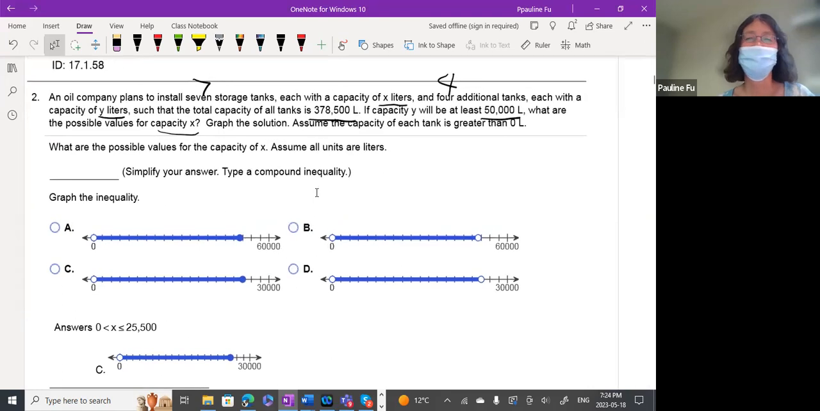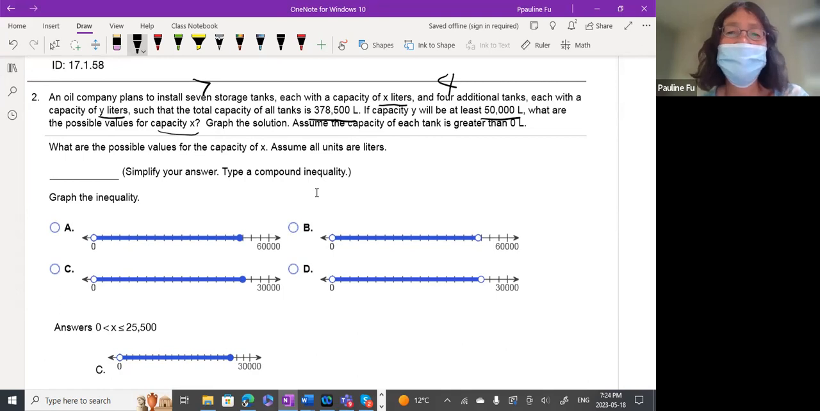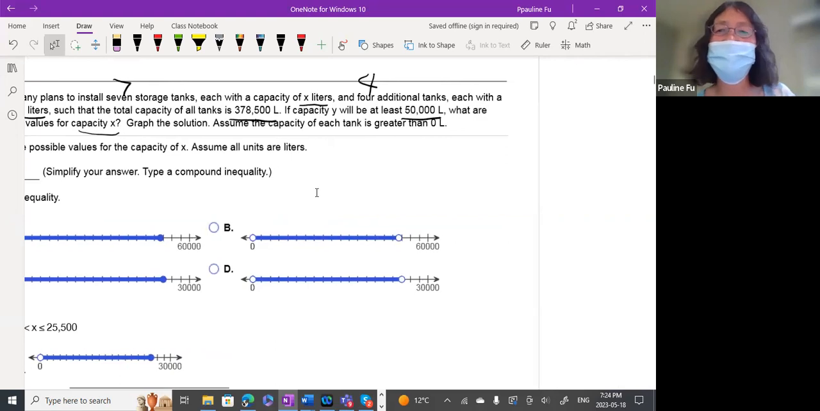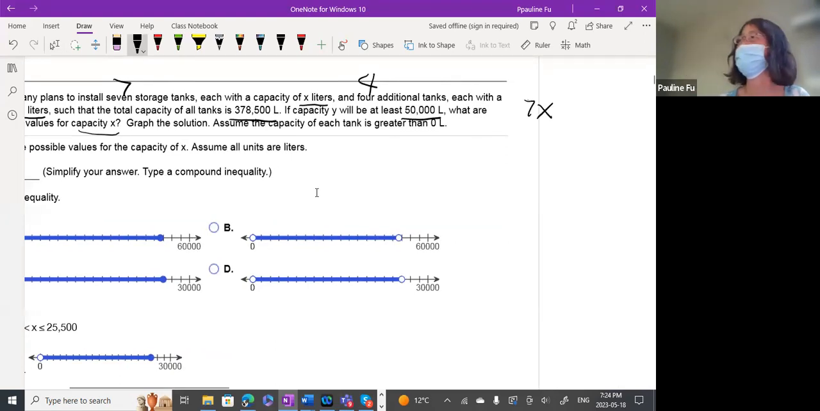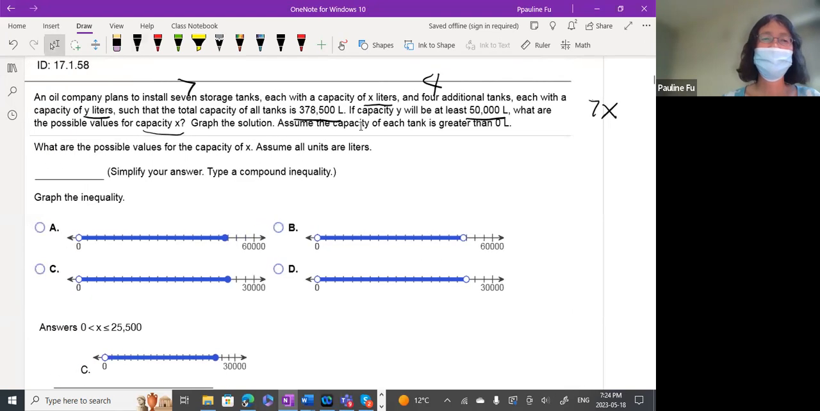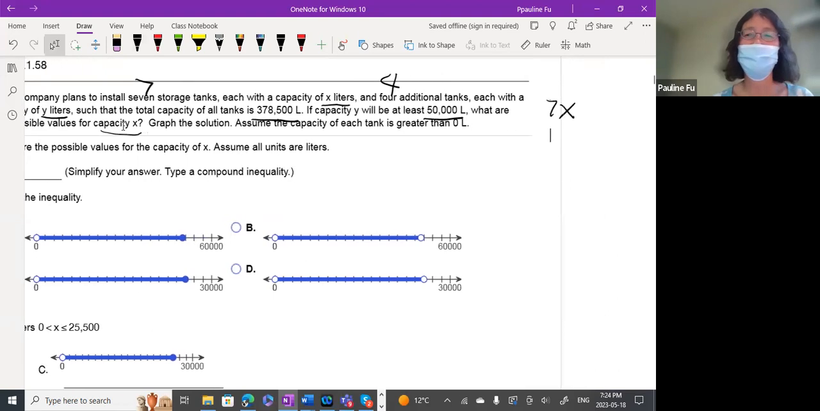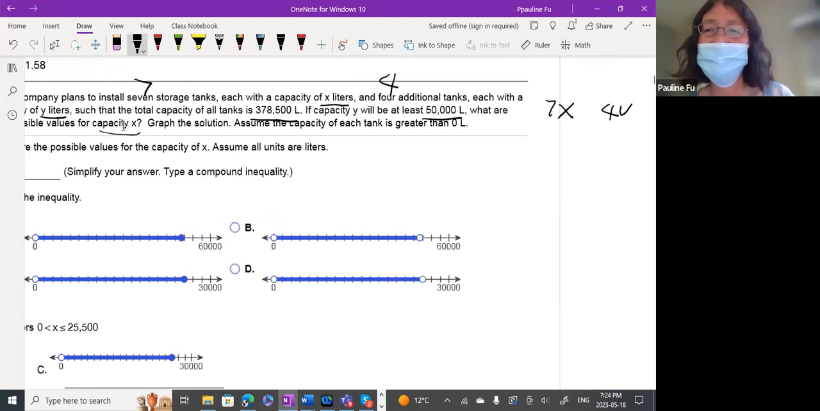Okay, so remember X. You have 7 tanks, each with capacity of X. So each tank is X, 7 tanks is 7X, right? And then you have 4 additional tanks, each is Y, so 4 is 4Y.